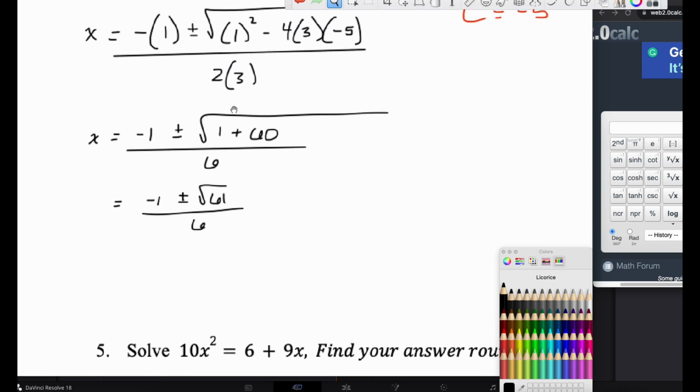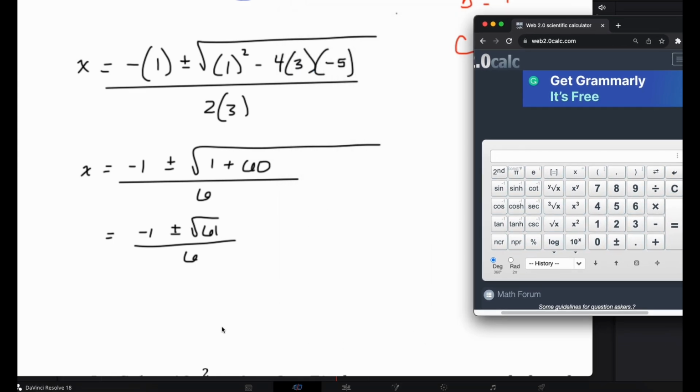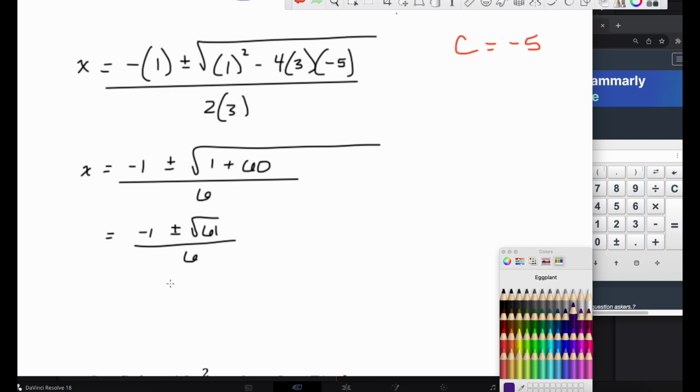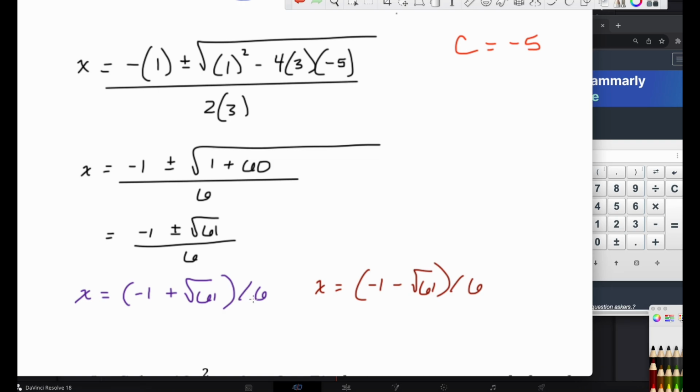we are going to use our calculator now. In our calculator, we want to do parentheses negative 1 plus the square root of 61 divided by 6. Okay, that's going to be one answer. And the other one is going to be negative 1 minus the square root of 61 divided by 6. Be careful about your parentheses here. If you don't include them, you're just dividing the radical 61 by 6 and not the whole quantity negative 1 plus root 61 in this case.